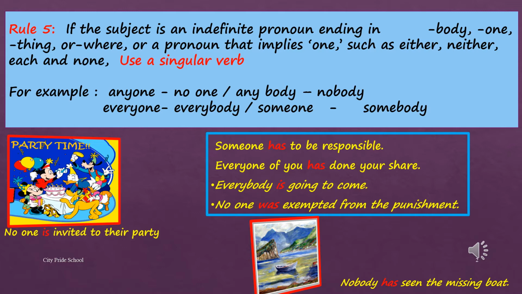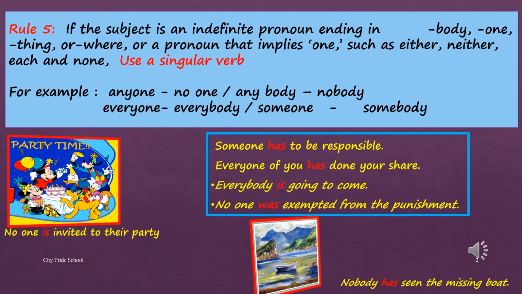Now, if it is an indefinite pronoun or it is a pronoun that is implying one or either, neither. I'm not talking about any conjunctions, pairing kind of conjunctions. Here it is either, neither, whatever it is, we will be using the singular verb. For example, no one is invited to the party. We will be using is. Someone has to be responsible. We will be considering it as one.